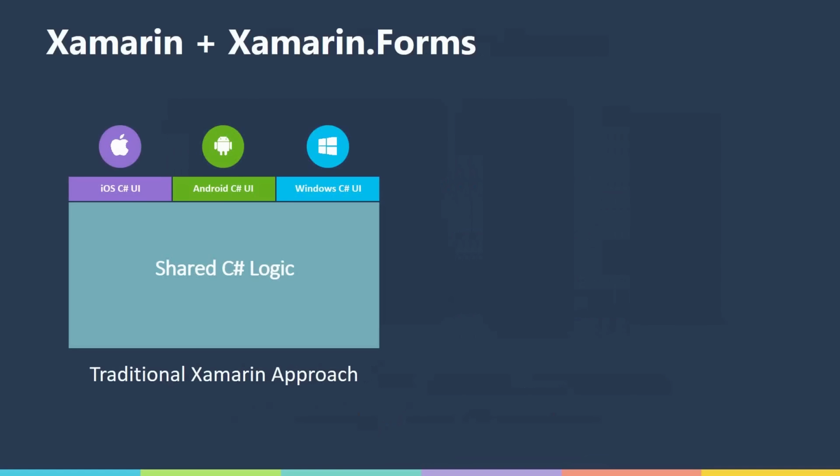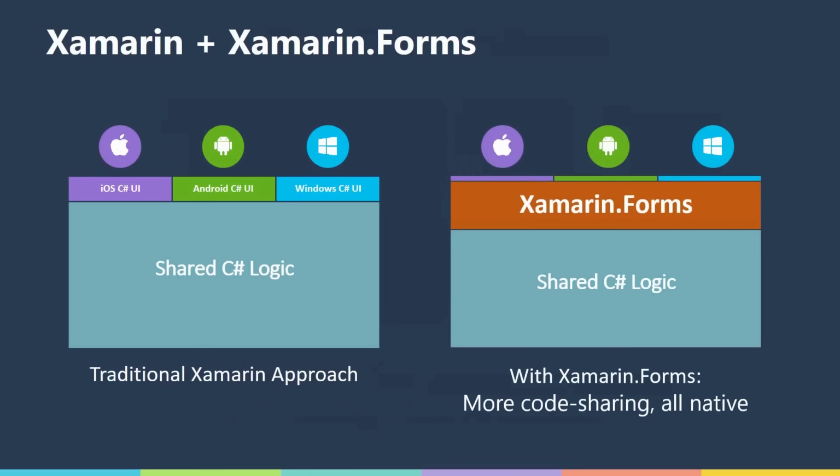So if you take a look at the traditional approach, which is still available and I still love, because for certain applications you're really going to need to get down into and customize every little bit of it. But you get that shared C# backend logic and then build out the 3 different user interfaces and access those native APIs. If you add Xamarin.Forms into the mix, you just get this great shared UI code layer up top in that orange. And see that the shared C# logic is exactly the same.